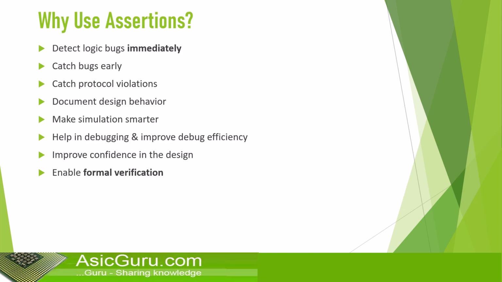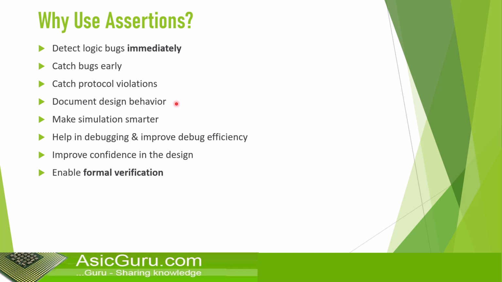Now let's talk about why we should use assertions in our design. Assertions are useful because they help you detect logic bugs immediately in the design. As soon as a condition is violated, you will know it immediately during the simulation. It also means you can catch bugs early rather than finding them late when debugging becomes very time consuming. Next, they are good for protocol violations, like we have already seen in the example of simultaneous read and write conflicts.